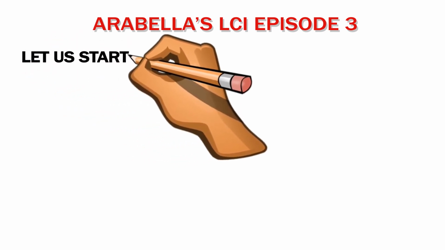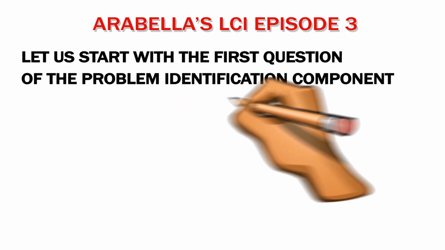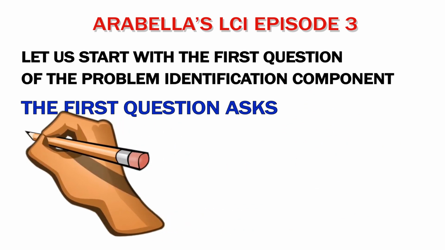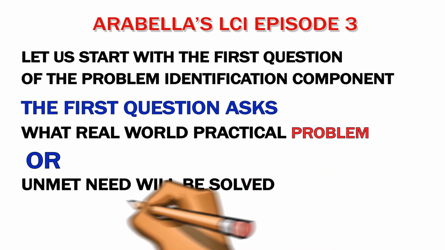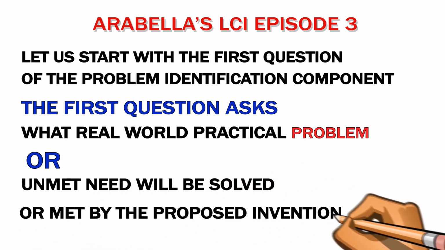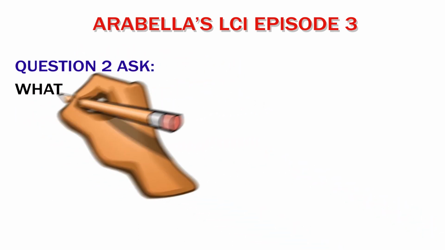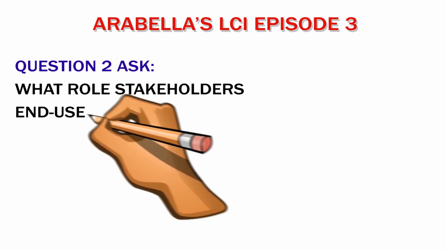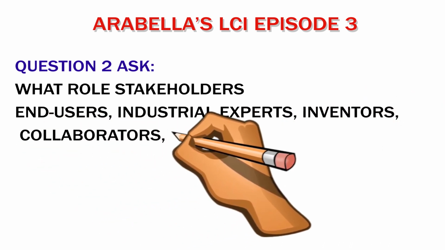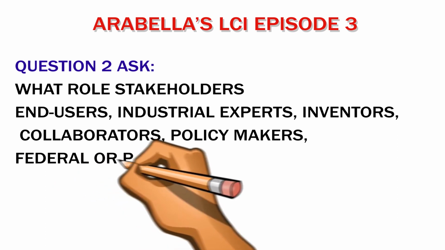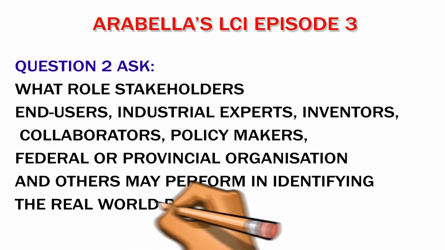Okay, so let us start with the first question of the problem identification component. The first question asks, what real-world practical problem or unmet need will be solved or met by the proposed invention? Question number 2 asks, what role may stakeholders, end users, industrial experts, inventors, collaborators, policymakers, federal or provincial organizations, and others perform in identifying the real-world practical problem?